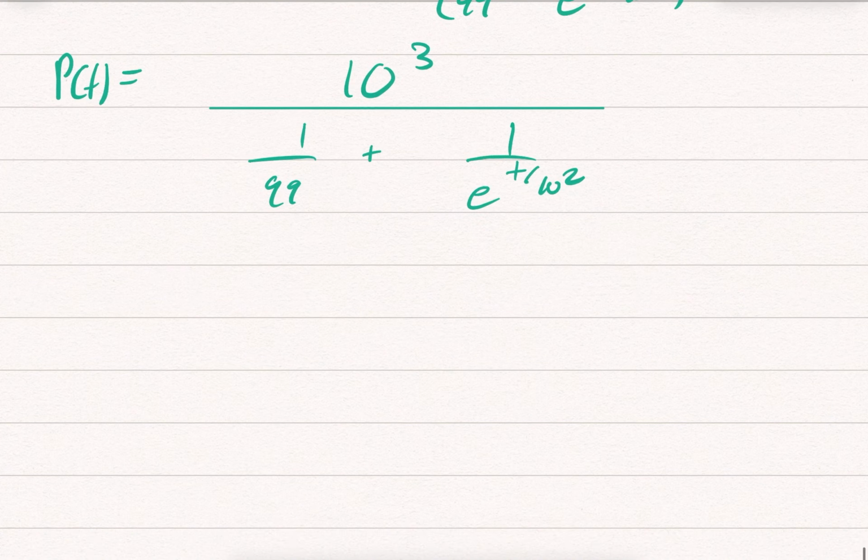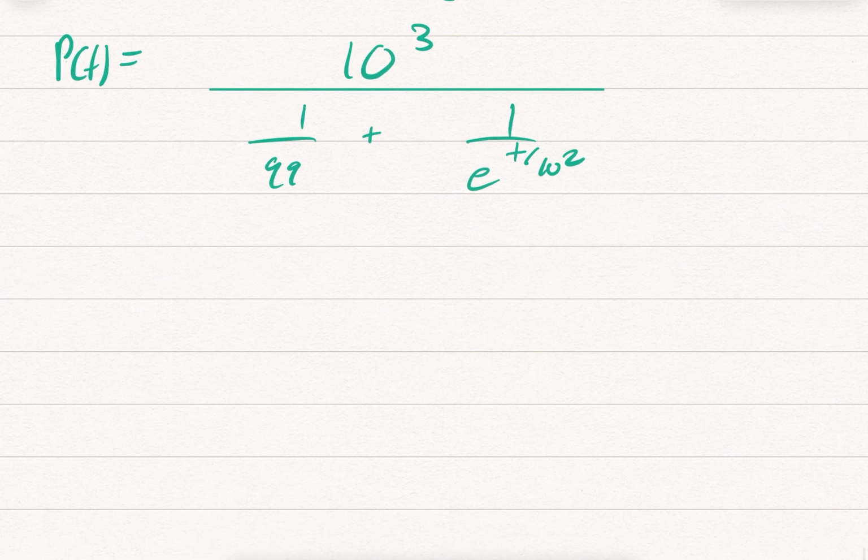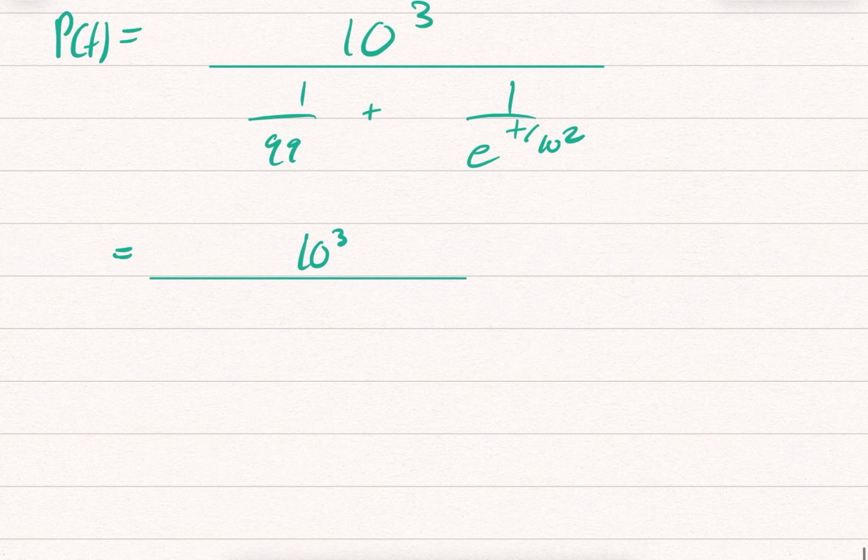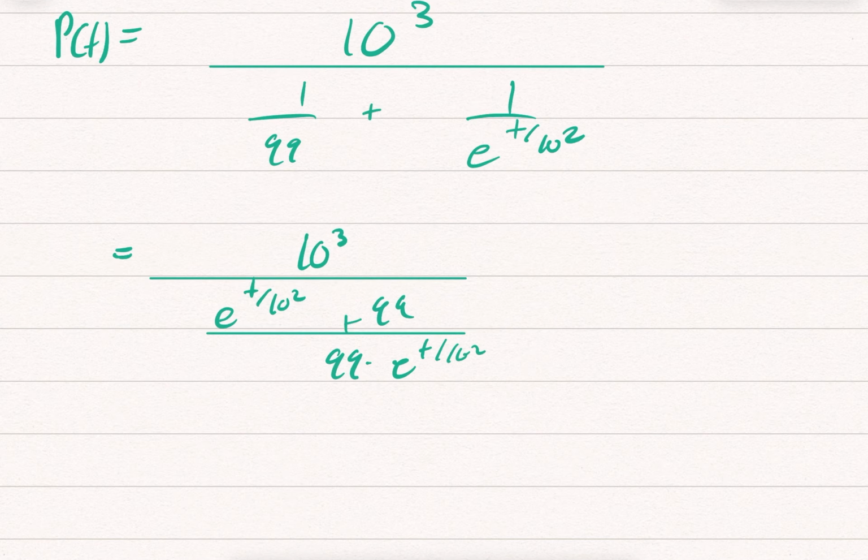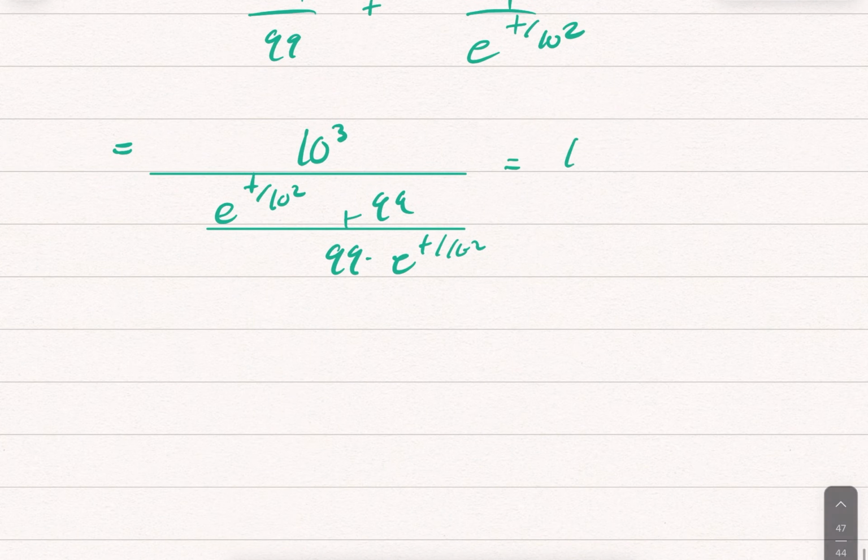All right, so this is what we can do. Let's just simplify a little bit more. So what I'll have is 1 plus 99 e to the t over 10 squared, plus 99 over 99 times e to the t over 10 squared, equals 10 cubed times 99 e to the t over 10 squared.